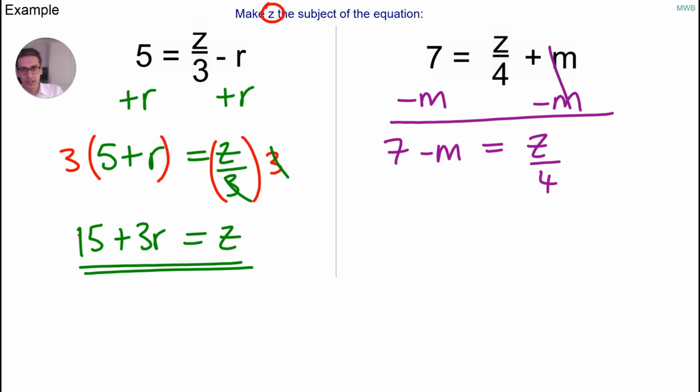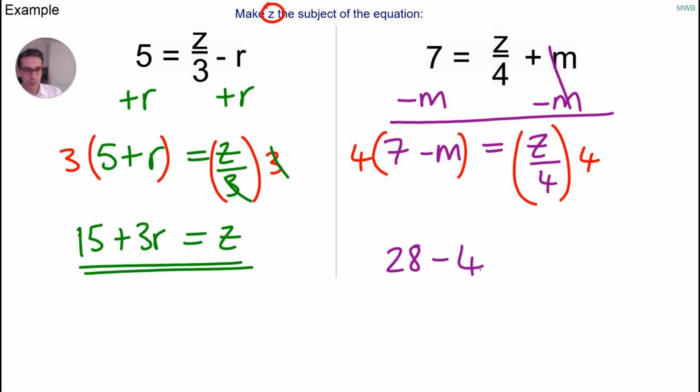That's a 0 pair there. And then we're going to multiply the right hand side by 4 to get rid of the denominator, multiply the left hand side by 4. So this becomes 4 times 7, so that's 28, minus 4m equals, the 4's cancel out there, so it's just going to be z. There's your answer.